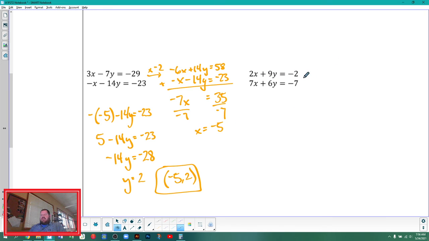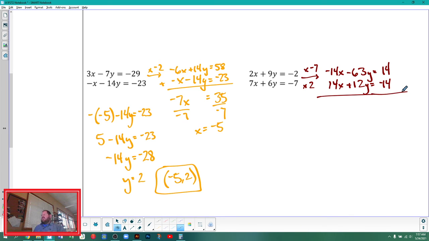In this one, I've got to multiply both of them by a certain number to get things to cancel out. And I can really choose either one, but I'm going to choose to multiply the top one by -7 and the bottom one by 2. My plan is to cancel out the x's, and remember, always have a plan. So we have 2 times -7 is -14x. -7 times 9 is going to be -63y. And we're going to get positive 14 over here. On this one, I'm going to get 14x. And 2 times 6 is going to be plus 12y. And 7 times 2 is going to be -7 times 2, -14.